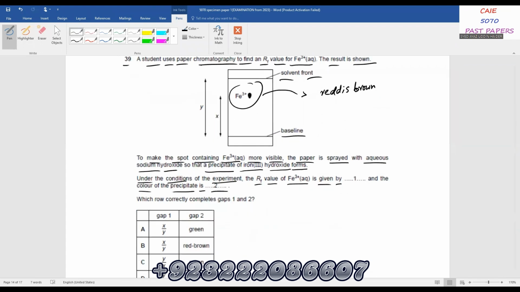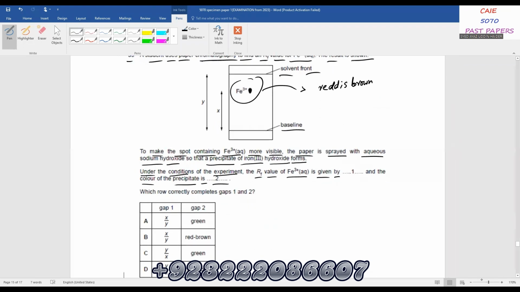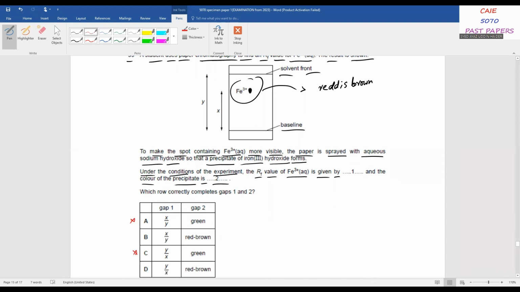And if you want to calculate the RF value, the X will be divided by Y because X is the distance traveled by Fe3+ and Y is the solvent front. So we have straight away A is wrong and C is also wrong. Either B is correct or D is correct because in both these, the gap 2 is showing red brown. B should be the correct answer because in B, gap 1 shows X divided by Y. So B is the right answer.